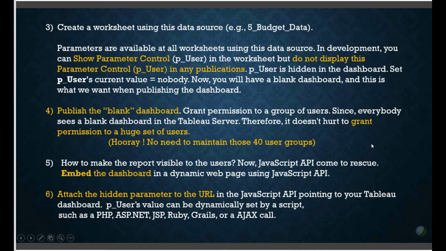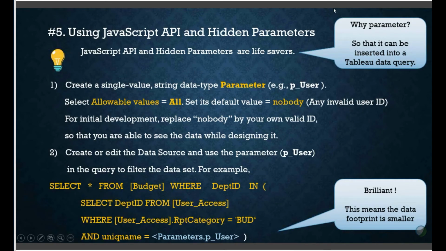And let's see our solution number 5. Solution number 5 is using JavaScript API and a hidden parameter. And I say this solution is a lifesaver because it will help us resolve many problems we talked about before. And you may ask why we need to use a hidden parameter. Because using the parameter, we can insert that parameter into our Tableau data query.